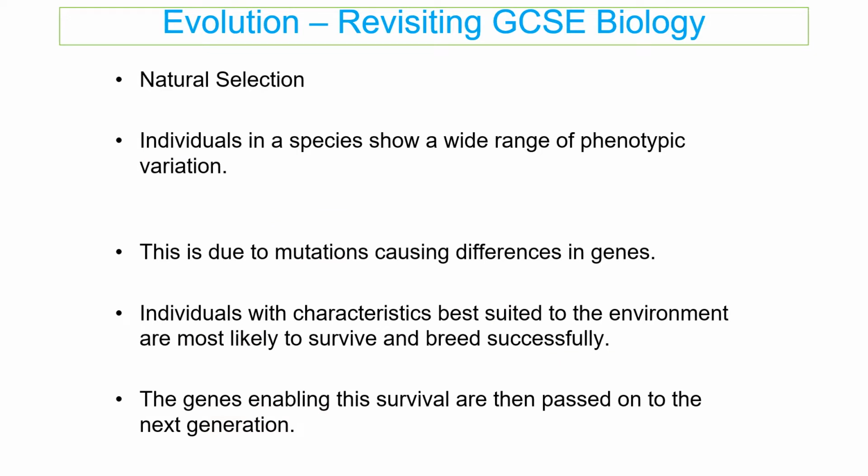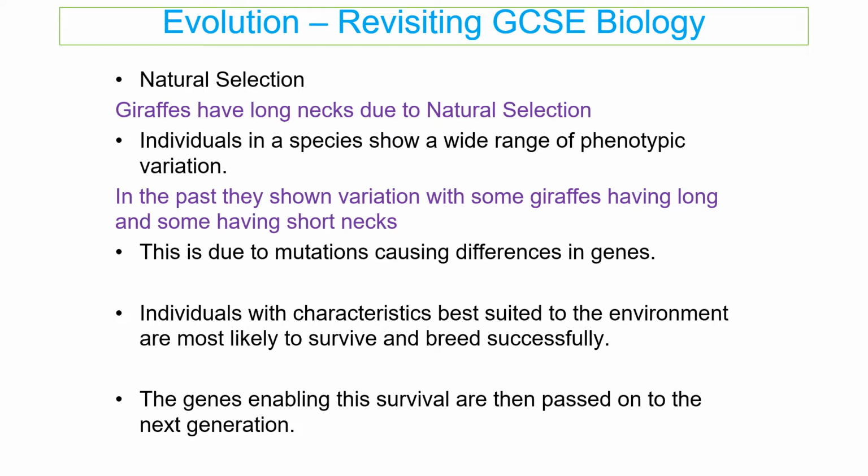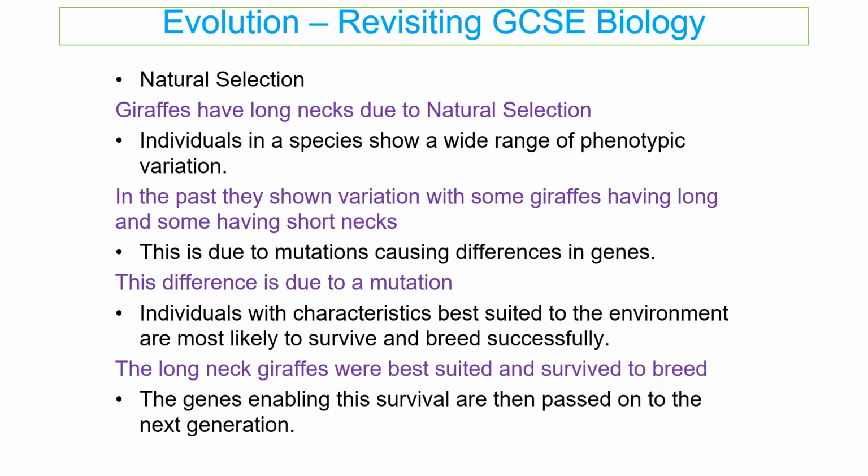We can use this to explain, for example, how giraffes have evolved long necks. Giraffes have evolved due to natural selection. They showed a wide range of variation originally. Some giraffes would have had long necks, some giraffes would have had short necks. This is due to mutations, and then the ones with long necks were more likely to survive and breed, and they passed on their long neck allele or gene to the next generation, and so on and so on.